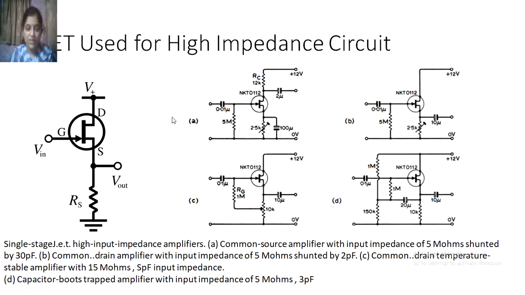Then, the last point from this chapter is that FET is used for high impedance circuits. Here a single stage high input impedance amplifier is shown: A, B, C and D. A shows a common source amplifier with input impedance of 5 megaohms shunted by 30 picofarad.